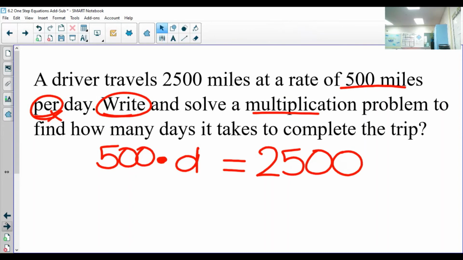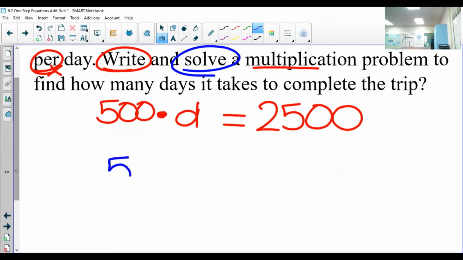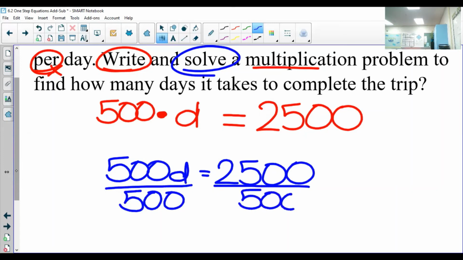Step 2 says to solve it. So let's solve my equation. I'm going to have 500 times d equals 2,500. So I've got a multiplication problem. So what's the opposite of multiply? We're going to be dividing. So we're going to divide by 500 and divide by 500 on both sides.